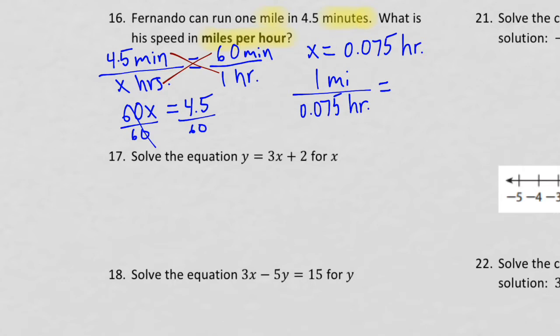1 divided by 0.075, according to my calculator, is going to be 13.33. It doesn't say what to round to, so I'm going to do the hundredths place again. 13.33 miles per hour. That is Fernando's speed. If he can run 1 mile in 4.5 minutes, that means he's running at 13.33 miles per hour.